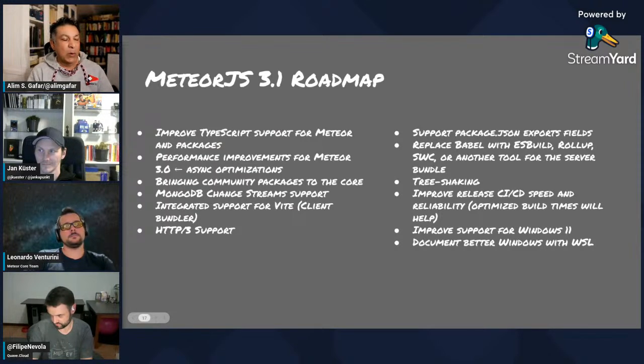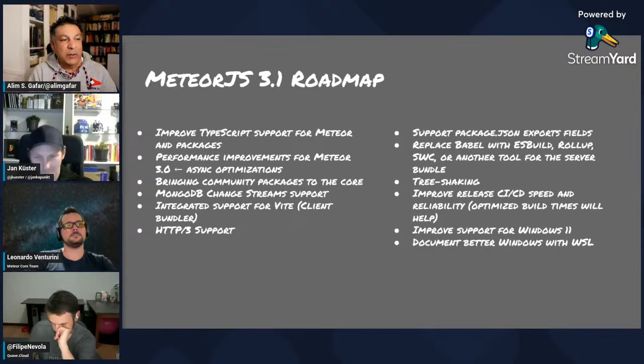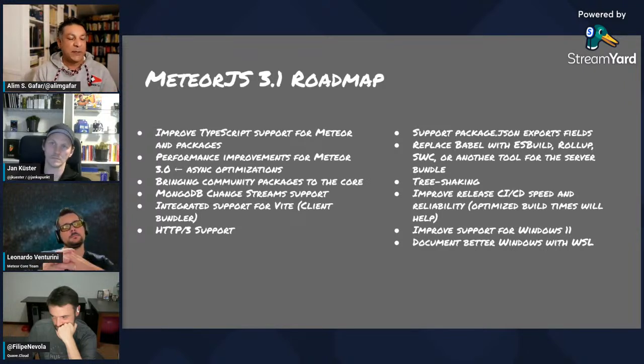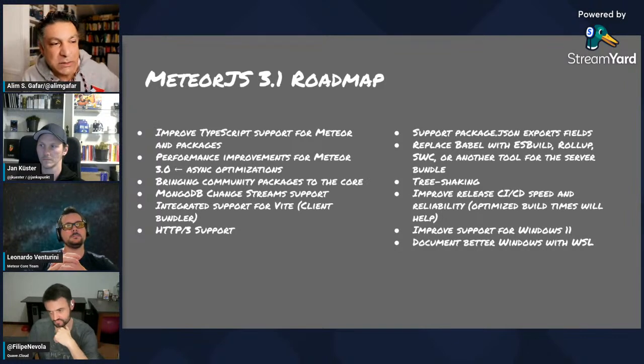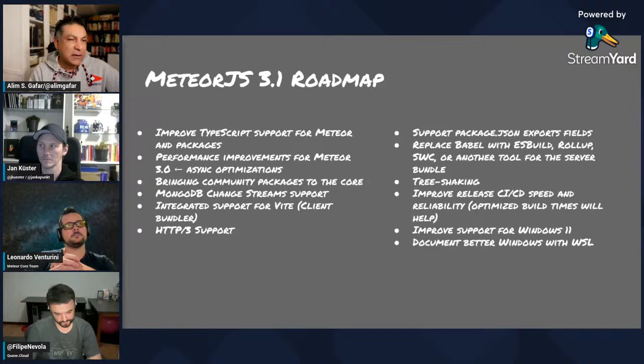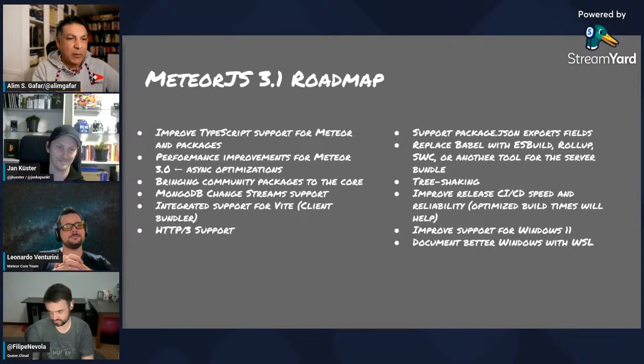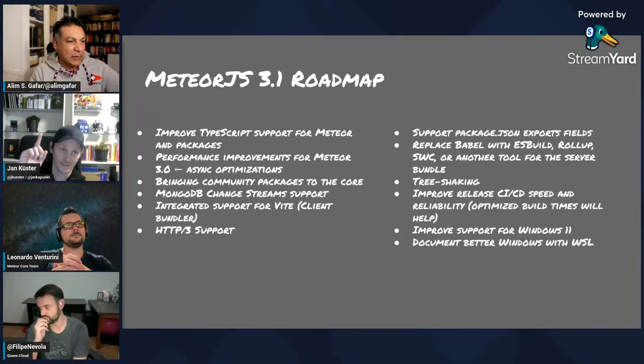MongoDB change stream support. By the way, there's an episode that I'm still putting some finishing touches to where I cover MongoDB change streams, but I think we'll find a lot of useful information from this episode also in this. Integrated support for Vite, which is a client bundler. Replace Babel with ESBuild, Rollup, SWC, or some other tool for server bundle. Support package.json export fields, tree shaking, which for some reason, I remember Ben doing some work on tree shaking with Meteor many, many years ago. I know that he gave a talk about that, but I don't know if we ever implemented that. So I'm kind of curious to hear about this.